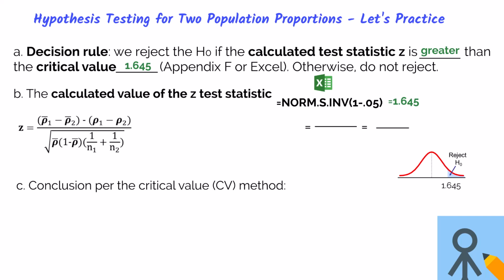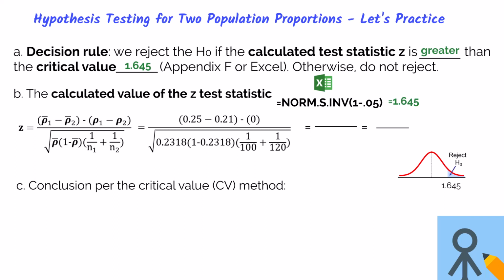So here's our formula for the Z test statistic. So like before, we need to be careful in plugging in our values. So in the numerator, we have the sample proportion 1, or 0.25, minus the sample proportion 2, or 0.21. The hypothesized population proportion difference is 0, so that's why we have a 0 here. Now in the denominator, we plug in the pooled estimator for the overall proportion estimate of 0.2318 for P bar here, and then sample size 1 of 100 and sample size 2 of 120.